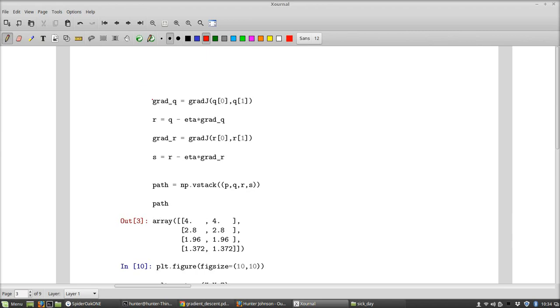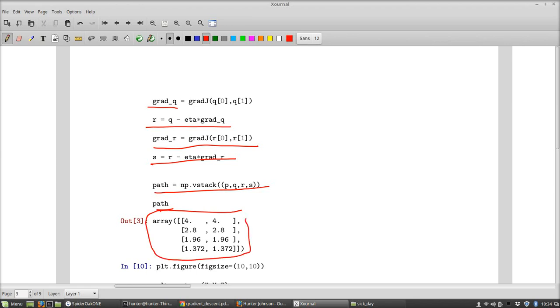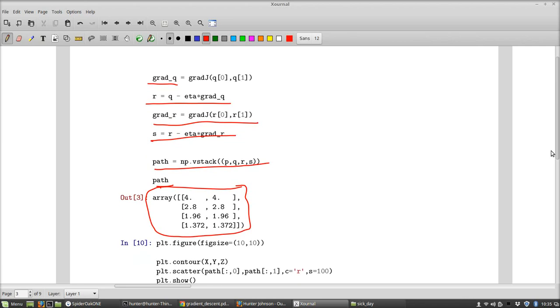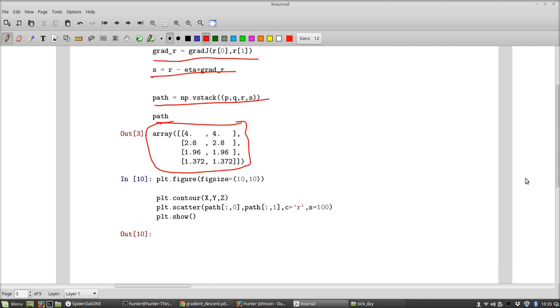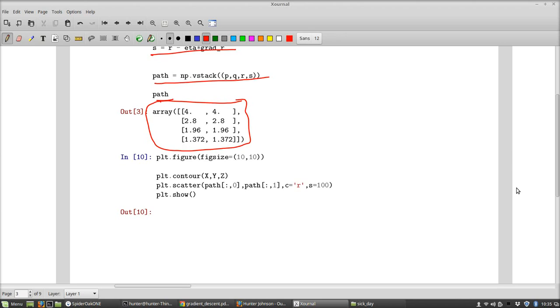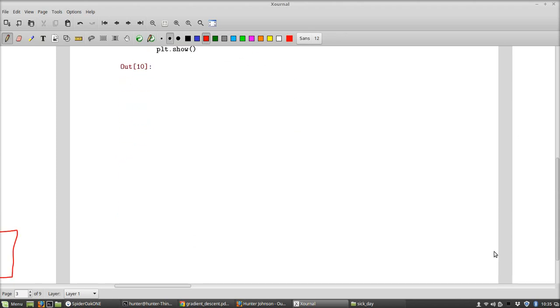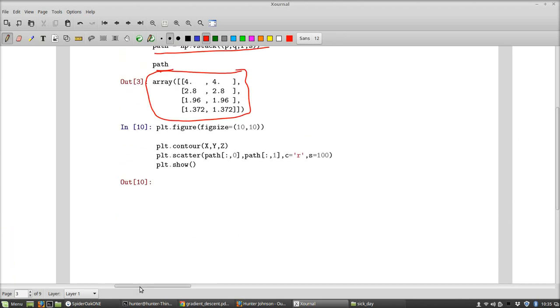So I do this a few more times. I get the gradient of q, and then r is the next thing, and then I get the gradient of r, and s is the next thing, and I stack all these things up and I look at them. If you're following along at home and you want to implement this code yourself, a fun thing to do is to take the learning rate away. So remove eta and see what happens, and you will actually see thrashing in this example. So this wouldn't work without eta.